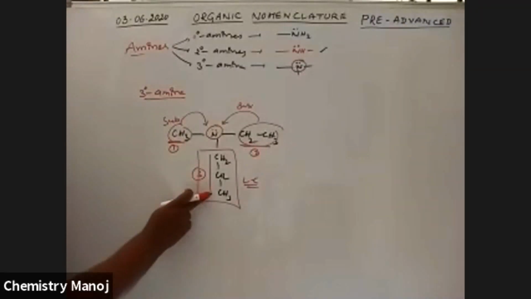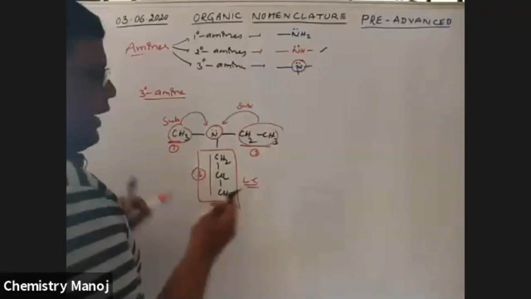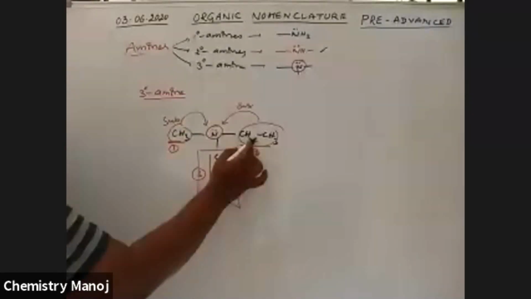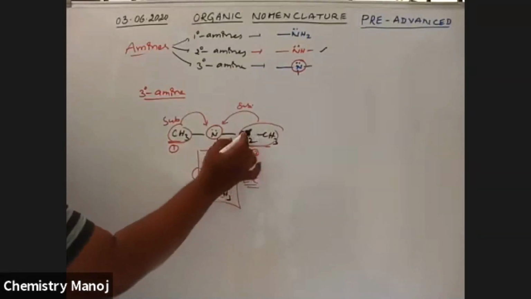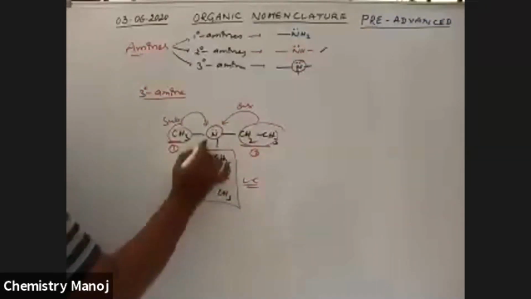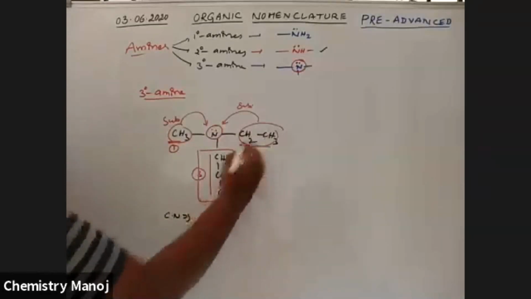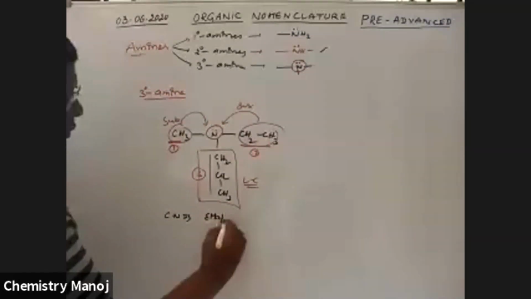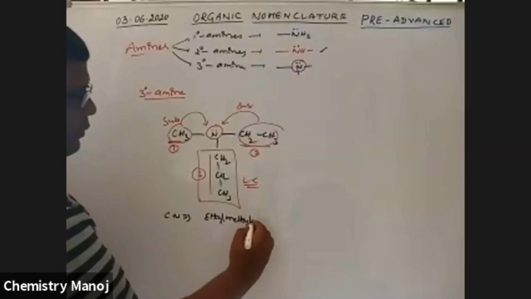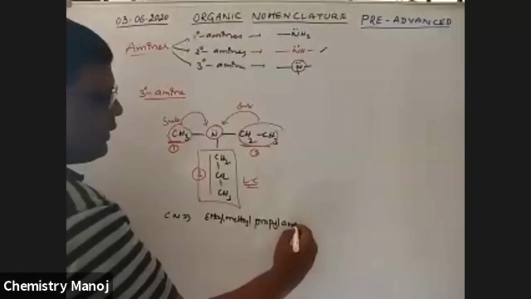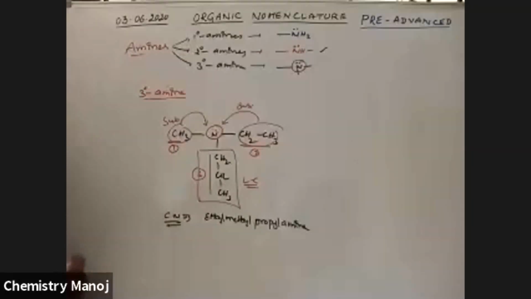For the common name, we write methyl, ethyl, propyl. By alphabetical order, ethyl first: ethyl methyl propyl amine is the common name. Okay.